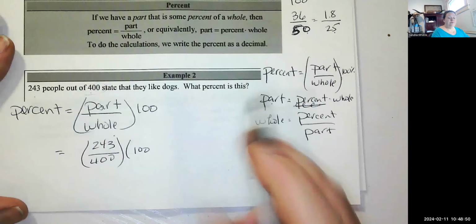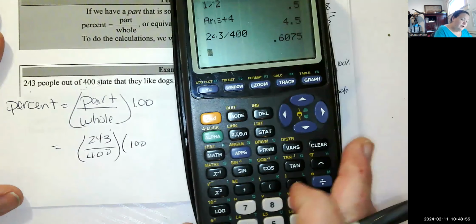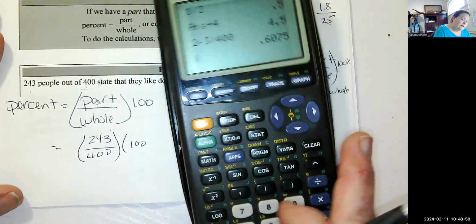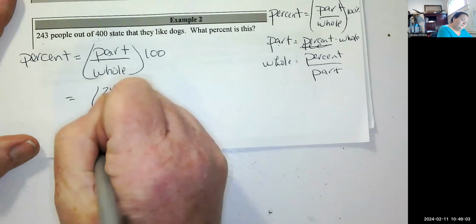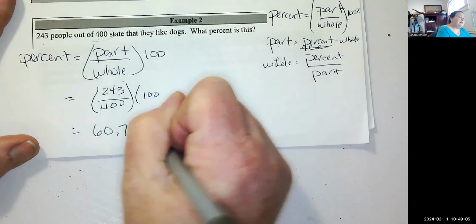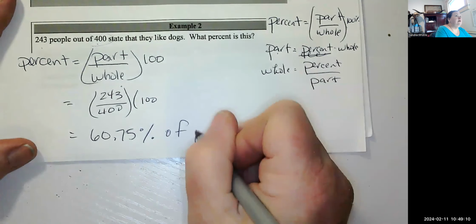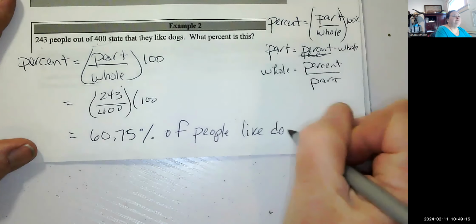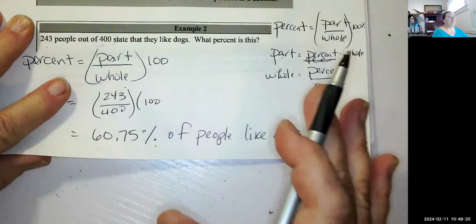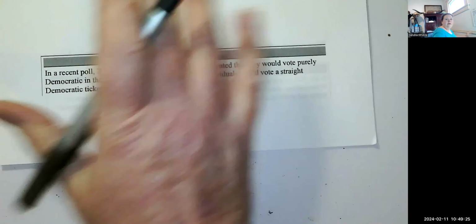All right, so that's 243 out of 400, is 0.6075 times 100 is 60.75. So 60.75% of these people, we can just say people, like dogs. All right, there's my sentence. Correct units. I did not have to round because it was a nice number, and that is done.